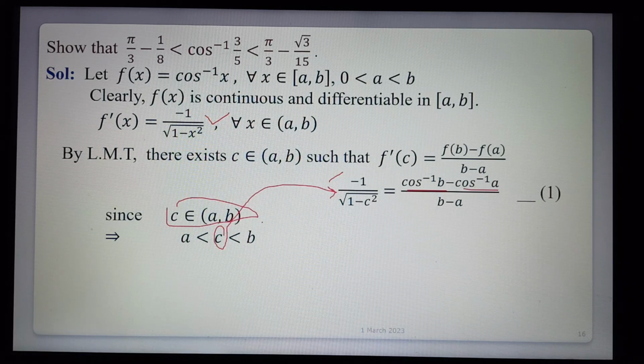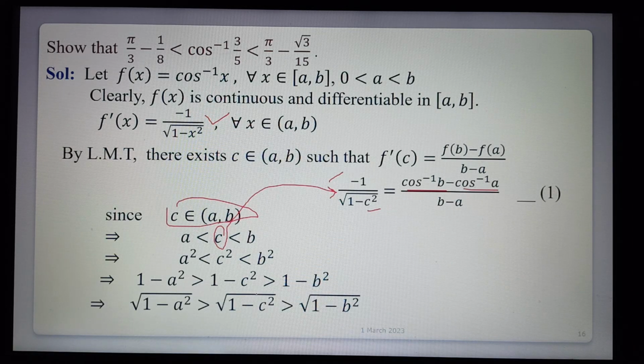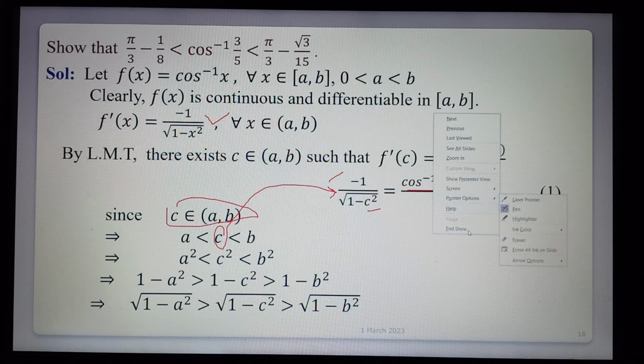We want −1/√(1 − c²). First of all, squaring on both sides: a² < c² < b². Next, multiplying by −1 and adding 1. After multiplying by −1 the signs change, so 1 − a² > 1 − c² > 1 − b². Next, taking the square root on both sides: √(1 − a²) > √(1 − c²) > √(1 − b²).